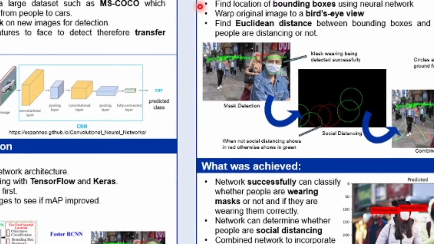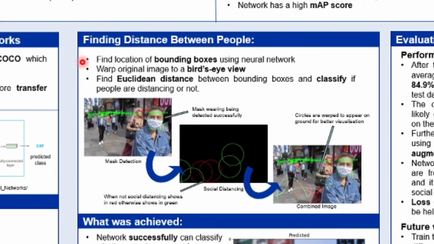To find out whether people are practicing social distancing or not, I first ran an image through the neural network to detect people wearing masks, so I knew the location of these. I then warped the image to a bird's eye view using OpenCV, which is a computer vision library found in Python. Once I had these locations, I took the Euclidean distance between all the points and classified whether they were practicing social distancing or not.